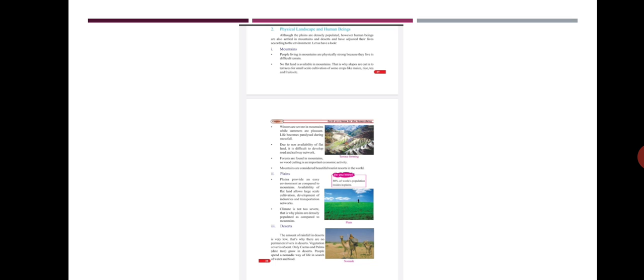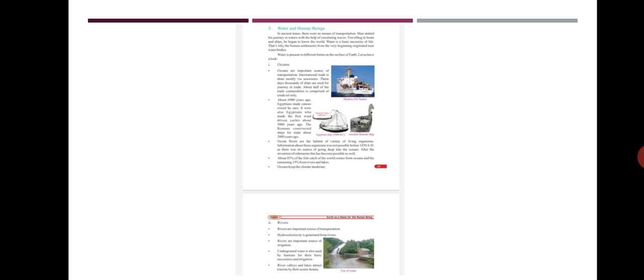the amount of rainfall in the desert is very low, so there are no rivers in the desert. Deserts are very sandy and dry, and cactus and palms grow in deserts. People live a nomadic life. And then the third one is water and human beings.